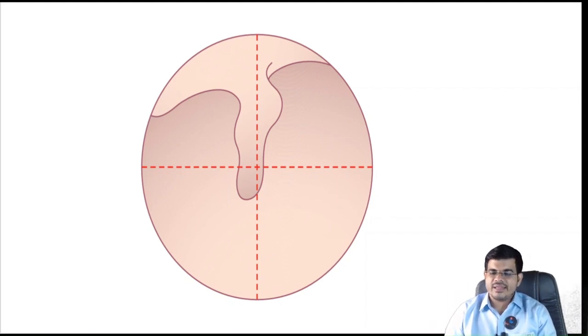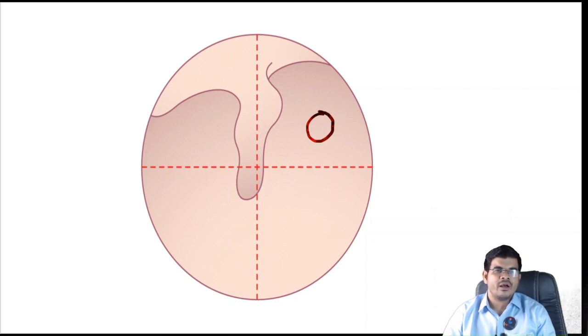Another thing that you have to know is that a perforation which is confined to one quadrant is what is known as a small central perforation. This is a small central perforation, involving only one quadrant. So this is a small central perforation in the postero-superior quadrant.